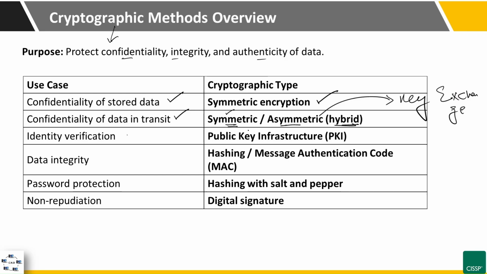Identity verification is done through the public key infrastructure, or PKI. For data integrity, we use hashing and message authentication codes. For password protection, we use hashing with salt and pepper. As we studied in the previous example, if we don't use salt with hashing, the same password will always result in the same hash, which is vulnerable to different types of attacks, such as rainbow table attacks.